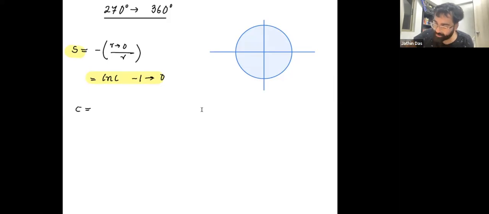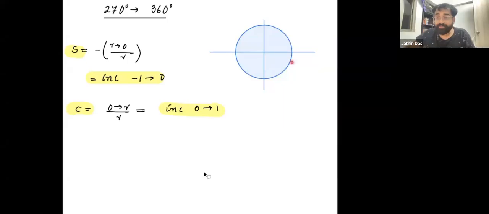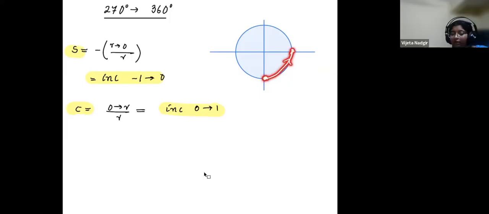Cos is positive and it is the perpendicular distance with the y-axis. So here it is 0, here it is r. Correct? So 0 to r by r is basically increasing from 0 to 1. So cos is increasing from 0 to 1. Clear? It is happening, right? So why not minus? Cos is positive there, right? And we are taking the distance on this right side. This is 270 to 360.